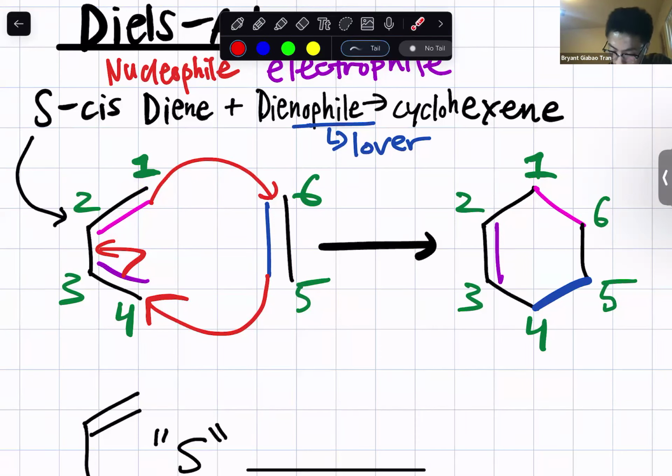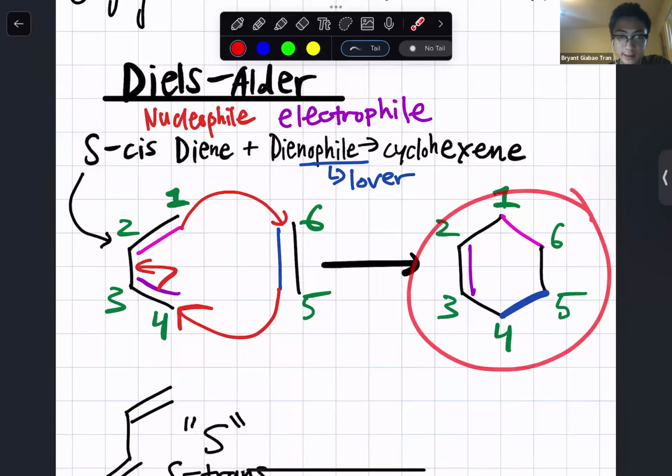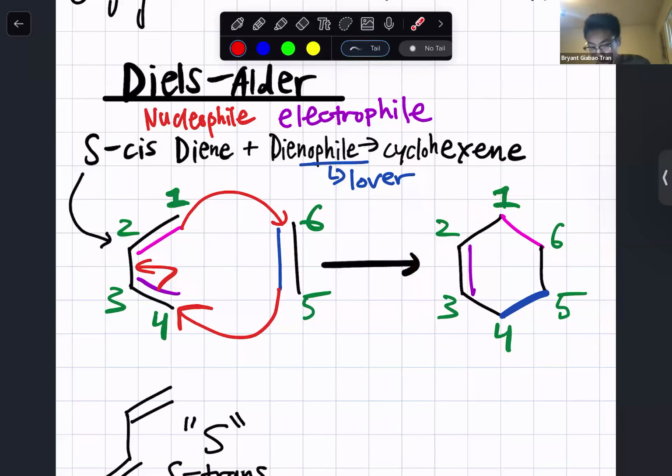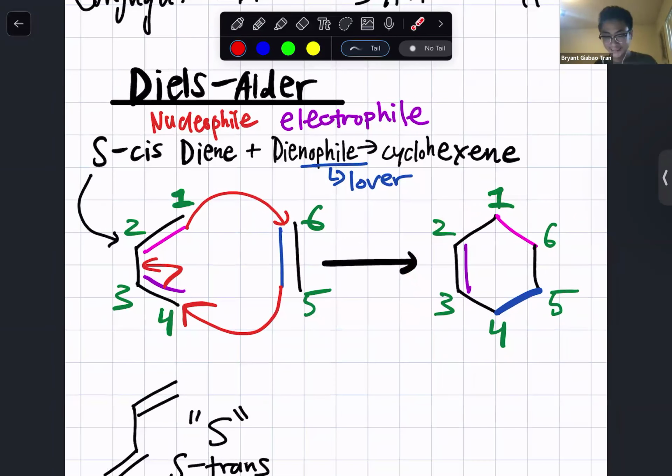There used to be a double bond between 5 and 6, but I moved that double bond to make a bond between 4 and 5, which is that blue bond right there. There used to be a double bond between 3 and 4, but I moved that double bond to make a double bond between 2 and 3, which is that purple bond right there. So this is our cyclohexene product. And that is the very, very basics, the most simple Diels-Alder reaction. It will get more complicated once we have EDGs, EWGs on it, and the stereochemistry, endo rule, exo rule, but we'll go over that all tomorrow.